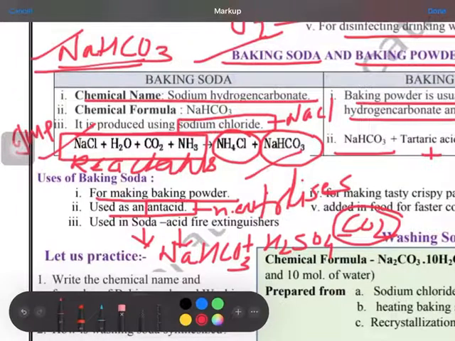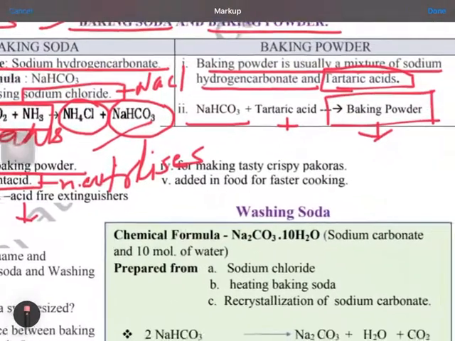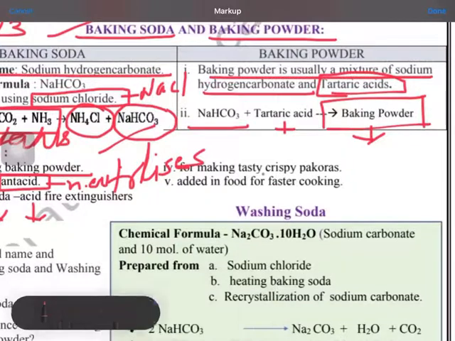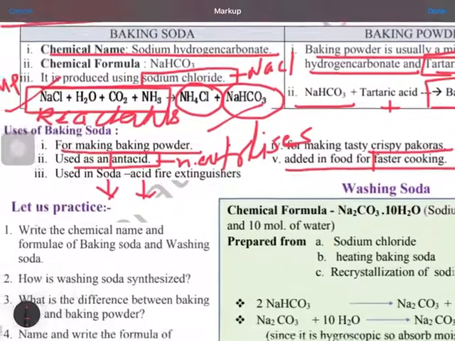So that's why it is used in soda acid fire extinguishers. It is also used for making anything crispy, like pakoras or other things. It is also added in food for faster cooking, so that the food gets cooked faster.